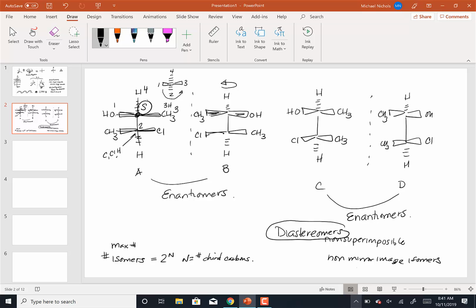Now, how about the top chiral center in B? What is it? R. What is it in C? S. What is it in D? R. How am I doing it that fast?